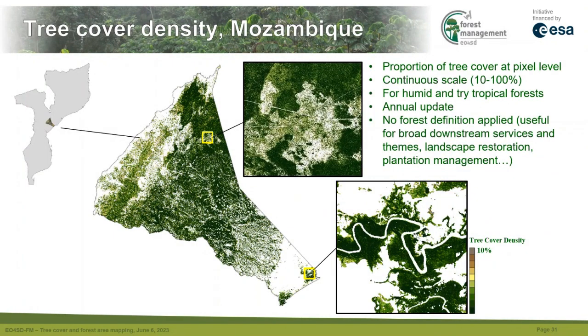For example, here you can see a tree cover density product in Mozambique. This is again derived from Sentinel, and you can see each pixel has from 10 to 100% information about the tree cover, the tree canopy density.